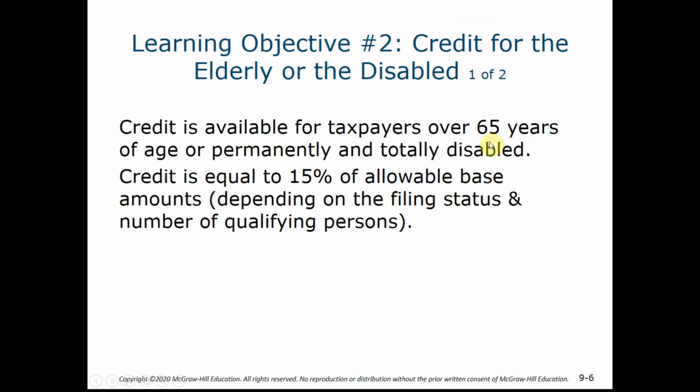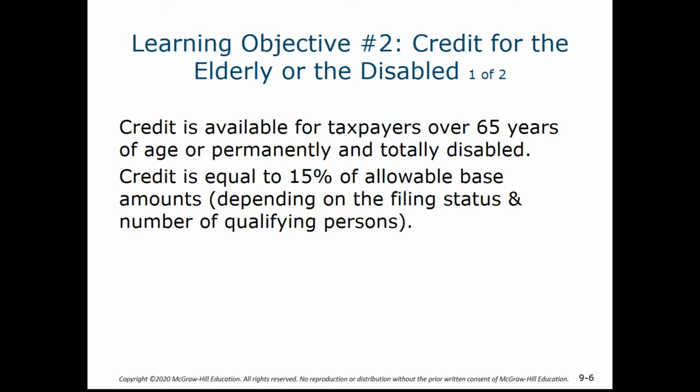Another credit is for the elderly or disabled. And by the way, I'll be going through some examples of these problems, as I have in the past, in a second video, where I'll walk through some of these problems and the calculations. So the second credit we'll discuss is for the elderly or disabled, and it's equal to 15% of the allowable base. And again, the allowable base is determined as a function of the person's income, filing status, and so forth. I'll walk through a calculation of this as well.